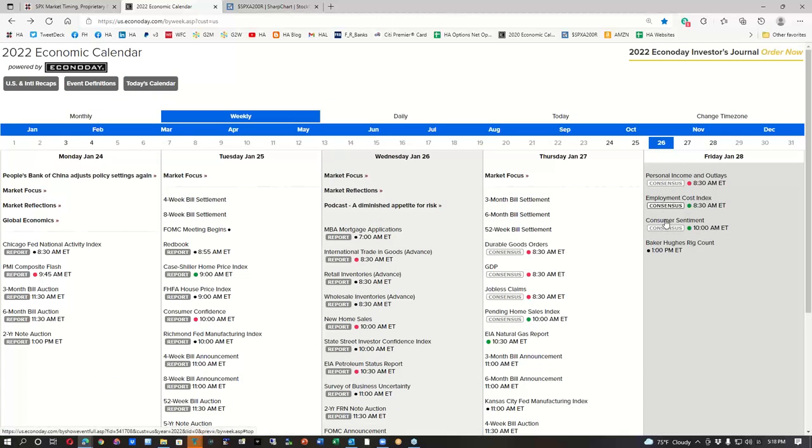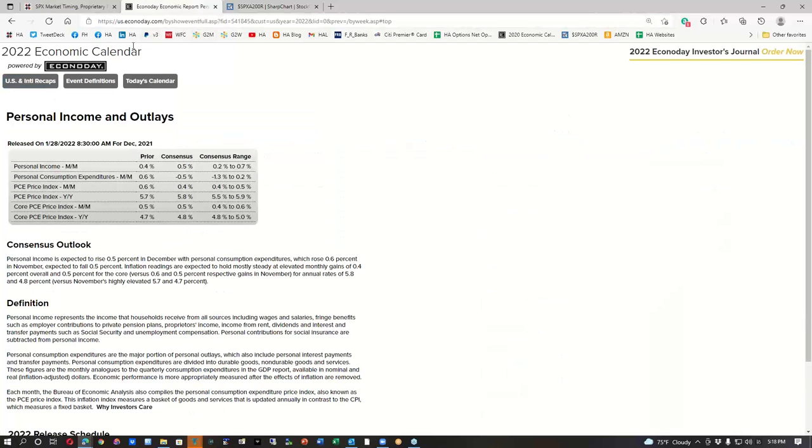ECI should be good to look at, consumer sentiment, but more importantly, all personal income. Let's see what that is. Yeah, I would print these out or scan them. I mean, snap them. The data is economy data. This one feeds all the other systems. Bloomberg doesn't have their own system. They look at this stuff and they broadcast it.